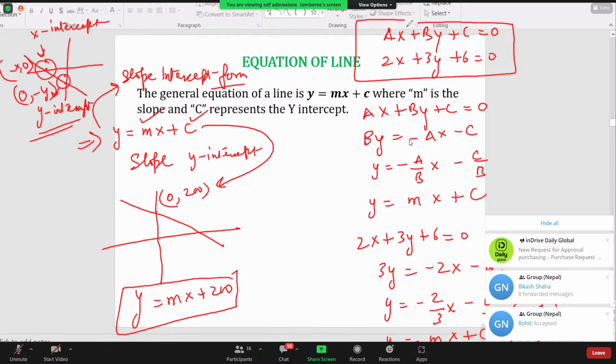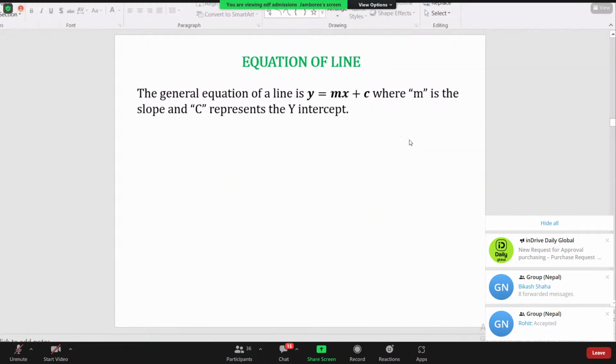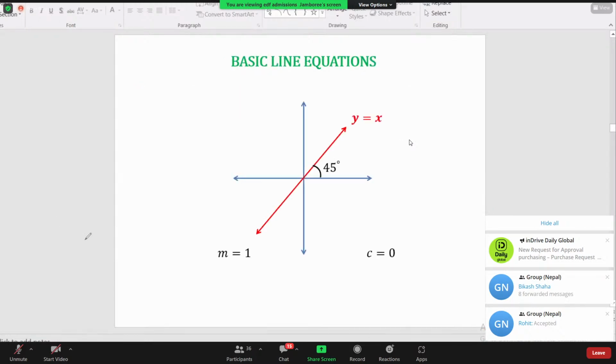Okay, guys, moving on. Now, there are specific lines which you should be very much clear about. So, the very first line is this: y equals x. Now, in general, the equation of the line goes by the formula y equals mx plus c, and the given situation is y equals x.